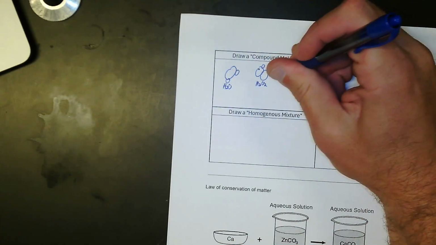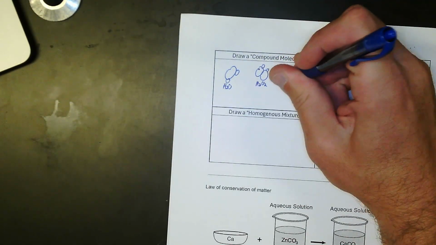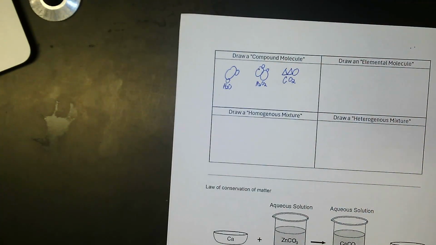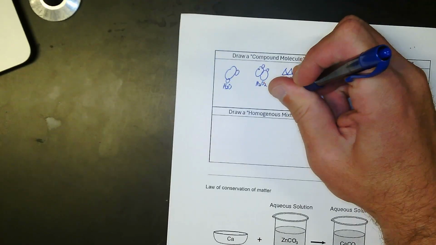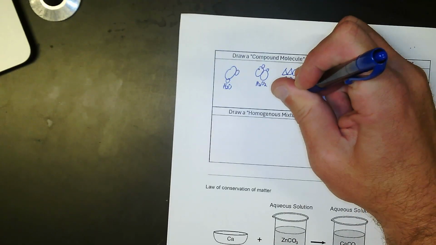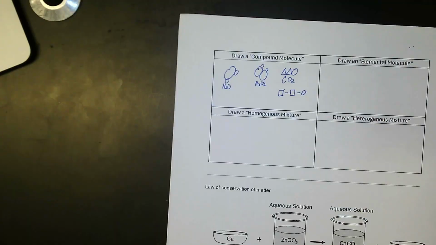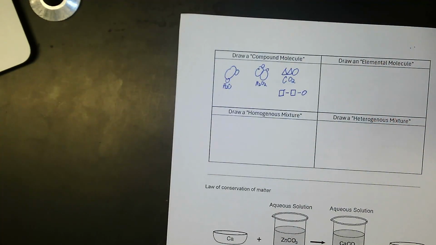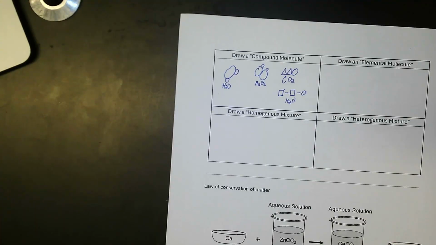So we could also do something like this, and that might represent CO2. What else could we do? Maybe you see something like this. And I mean, this could be water again, H2O. I doubt you'll see anything different than these things, but these are different ways you can represent a compound molecule.